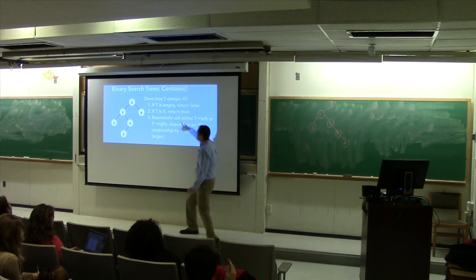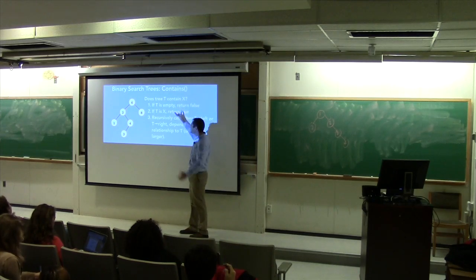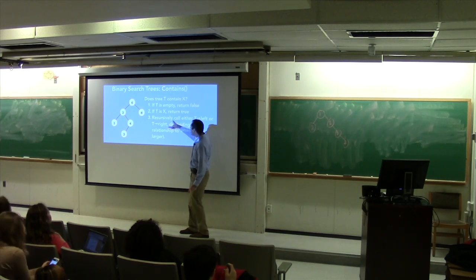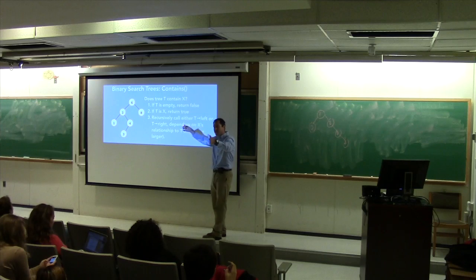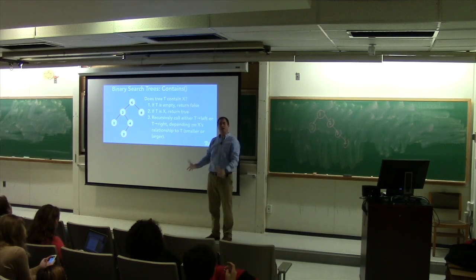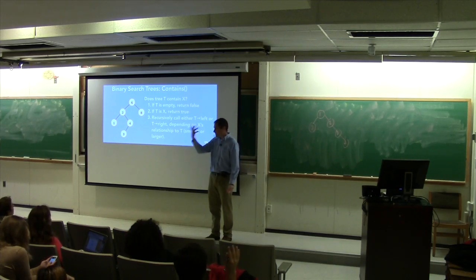I mean, if the tree is empty, you're going to return false because it doesn't exist, right? If it's null. If it's the node, return true, and then call either left or right depending on the relationship, greater than or less than. How would I do greater than or less than if I was storing, let's say, people's names? Alphabetically, right? So we can store strings.